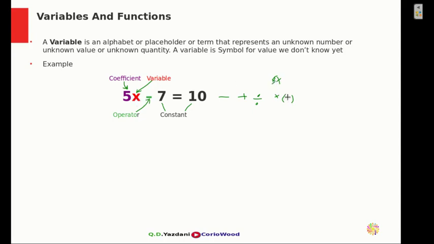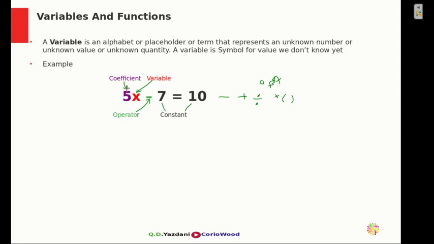If you put a number inside parentheses, the parentheses mean multiplication. In algebra it means you want to multiply. So you don't have to put a minus. You can put a plus here, a division, or any other operator. Then number 7 equal to number 10: both sides we call constants.